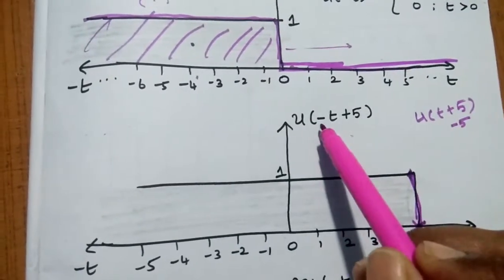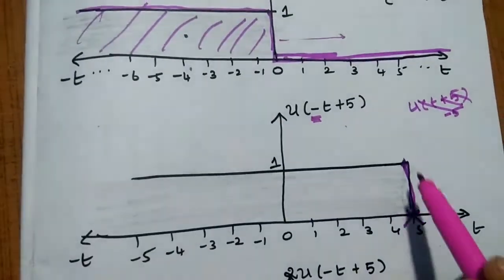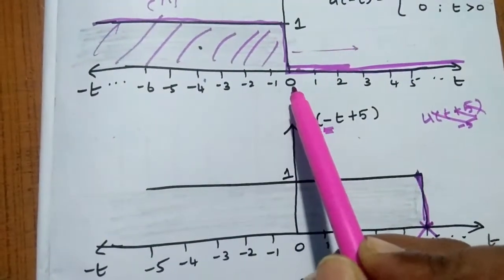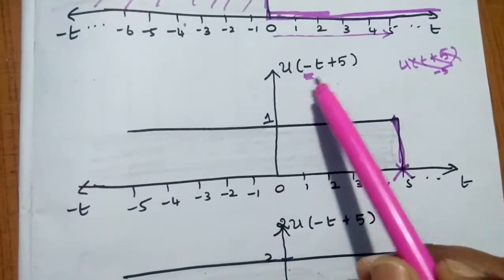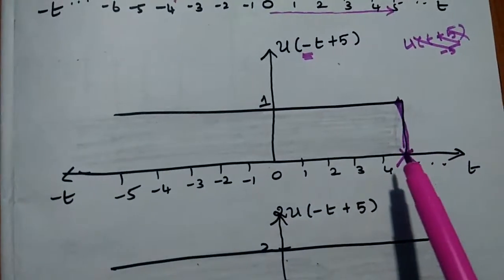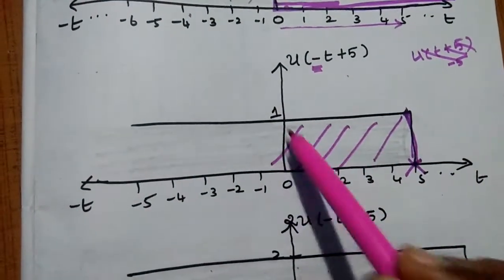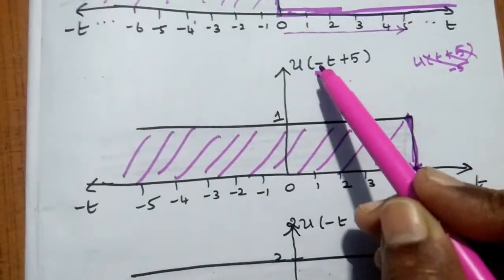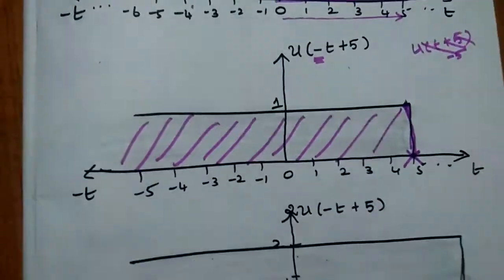But we are concentrating on the reverse signal. In that case, we have to start the signal from plus 5 because this is the starting point. The starting point is advanced by 5 units, that is plus 5. So we can draw u of minus t plus 5 like this. The signal starts from plus 5. So this is u of minus t plus 5. It's a very, very important thing. Whenever minus t is there, we move the signal to this side.